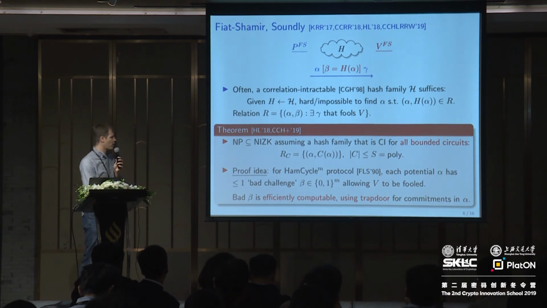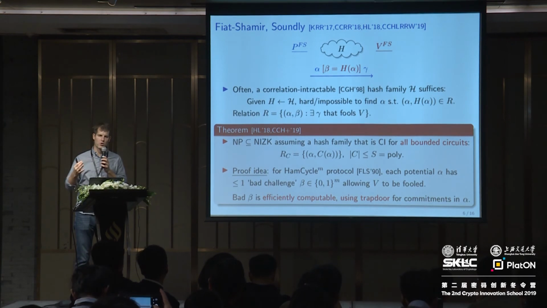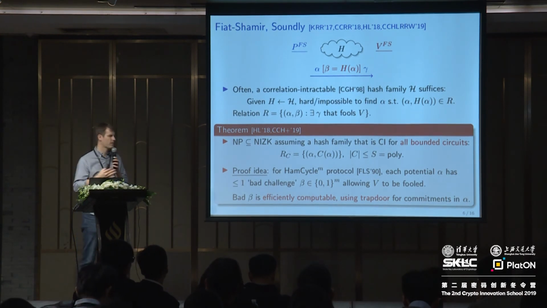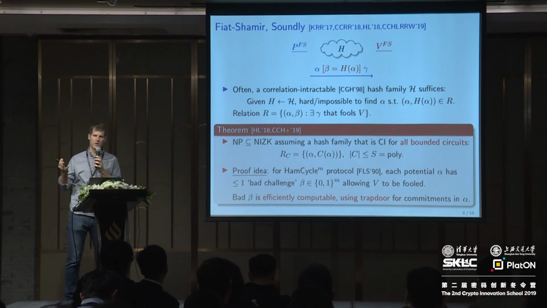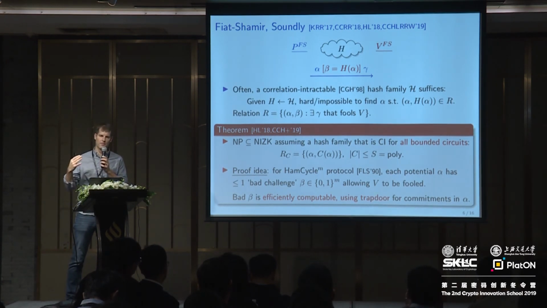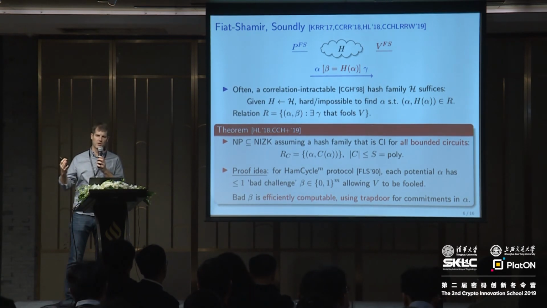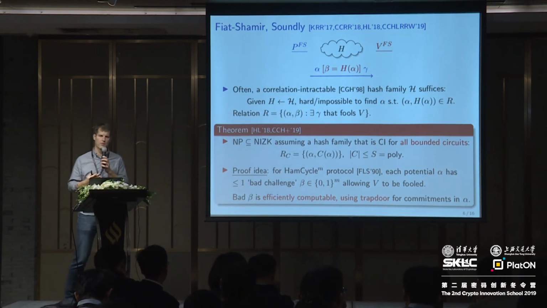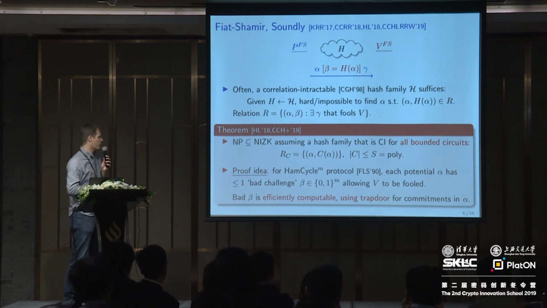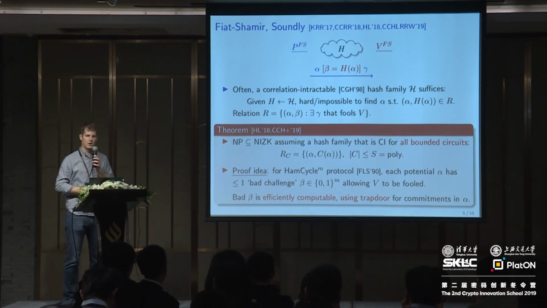And so by opening all those commitments using the trapdoor, we can efficiently compute which of the two challenges, or which string beta, is one which could fool the verifier. So we can tell, is that committed graph actually isomorphic to G? If it's isomorphic to G, then we know that beta equals 0 is the bad challenge. If it's not isomorphic to G, we know that beta equals 1 is the bad challenge. We can do that for each of the m copies of the protocol that we're running, and therefore compute the single bad string beta.